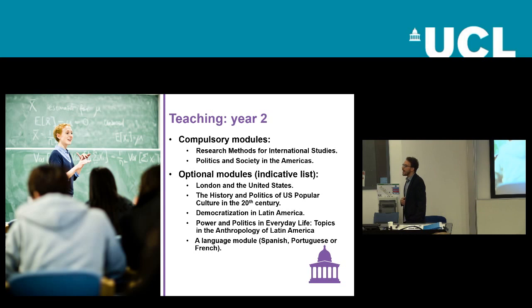In the second year, you'll take two compulsory modules, Research Methods for International Studies, which is beginning to build the foundations for your dissertation research, which is an independent project that you'll pursue in your final year, but also a module, Politics and Society in the Americas, thinking about contemporary issues relating to the political development of the Americas in comparative perspective. So thinking about the comparison, say, between the development of political parties in North America and Latin America, or the outcomes of elections in North America and Latin America, these types of issues will be the focus of that module.